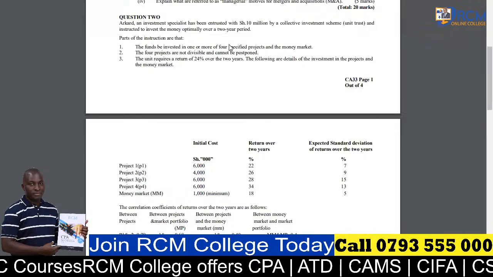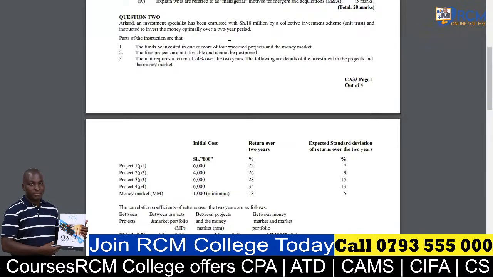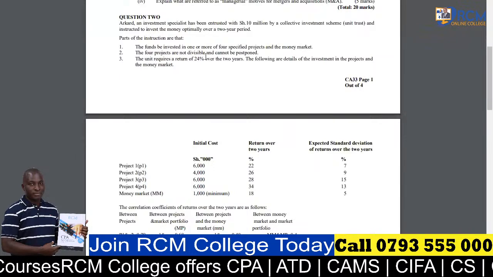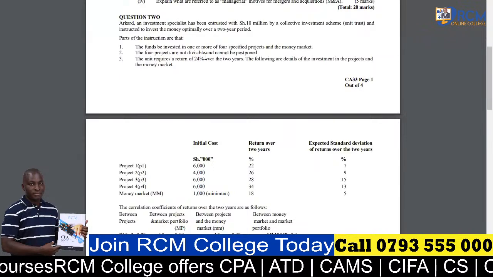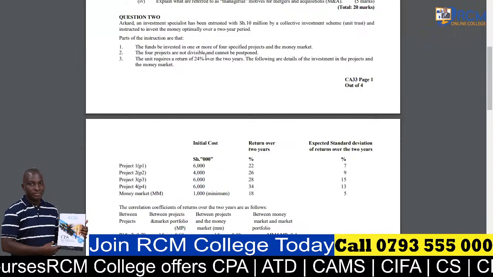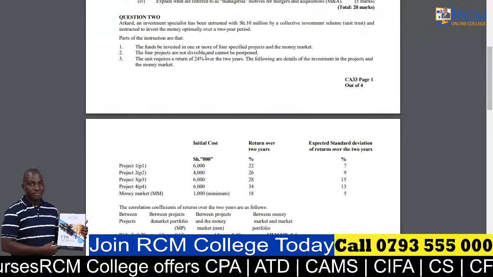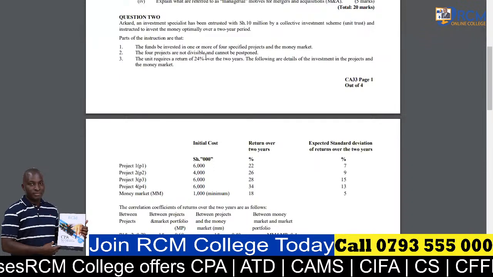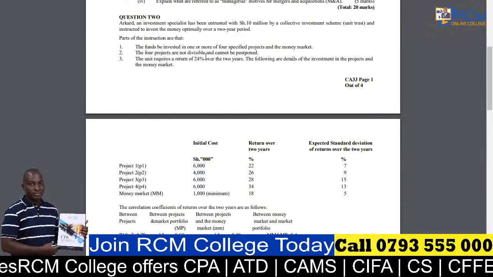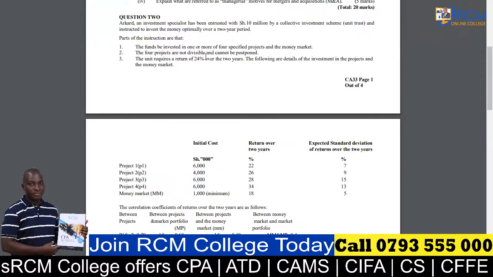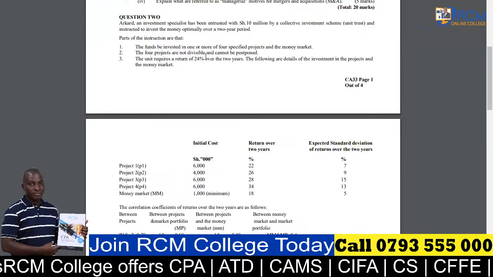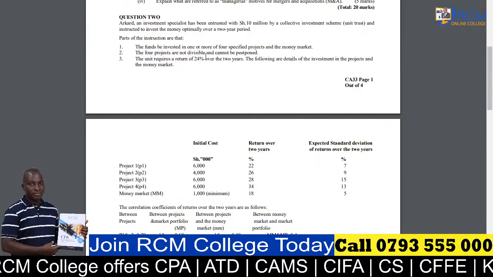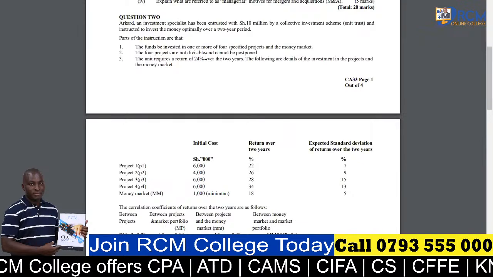In this case, how many millions does this guy have? 10 million maximum. Part of the instructions: the funds be invested in 1 or more of 4 specified projects and the money market. Number 2, the 4 projects are not divisible and they cannot be postponed. Number 3, the unit trust requires a return of 24% over the 2 years.